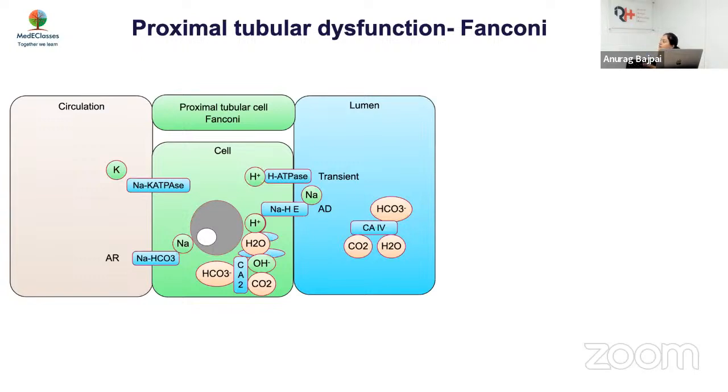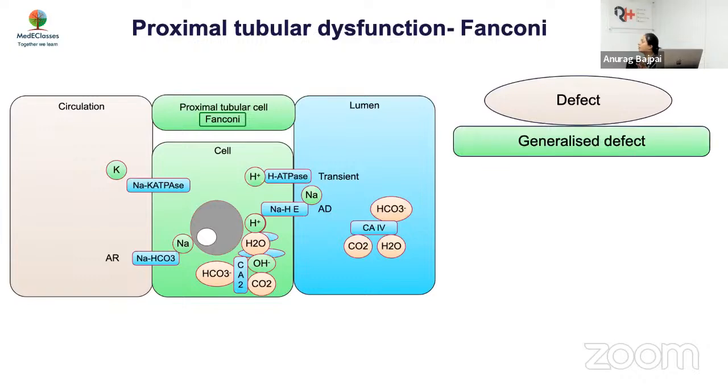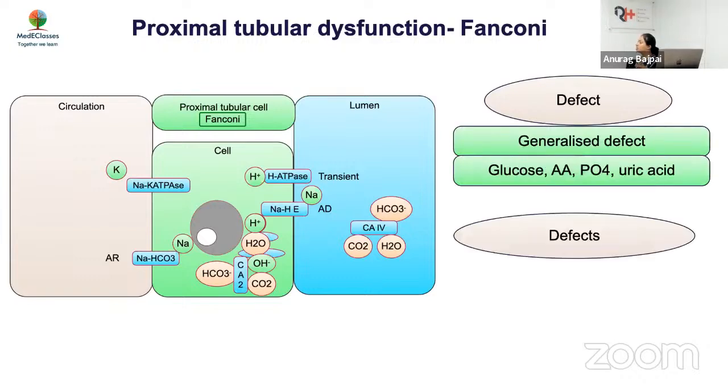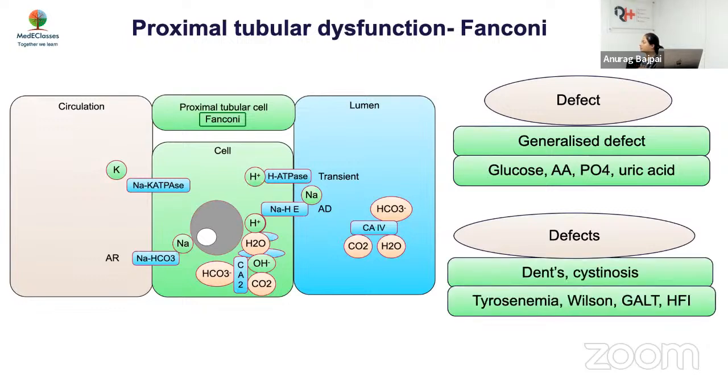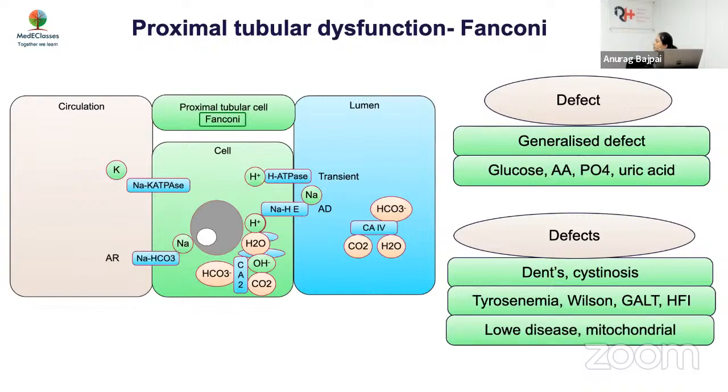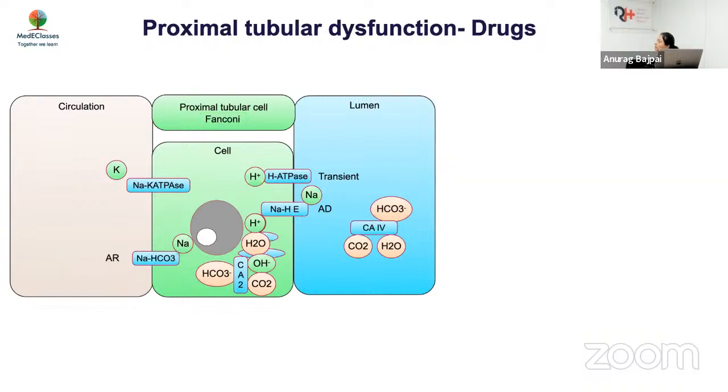Fanconi syndrome is a diffuse proximal tubular injury wherein you're losing everything. And the common conditions associated with Fanconi syndrome are Dent syndrome, cystinosis, tyrosinemia, Wilson disease, galactosemia, hereditary fructose intolerance, Lowe syndrome.